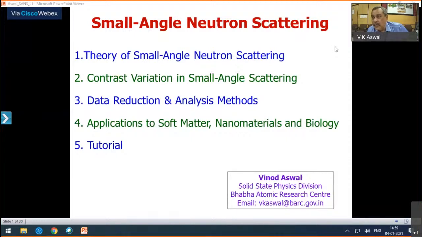Today, a new module starts. This is on small angle neutron scattering, a technique which is fairly young but very popular and very important for several disciplines. This technique sits at the crossroads of physics, chemistry, biology, metallurgy. So this is a very important technique, and I can say it's a subclass of neutron diffraction which you have done earlier, or X-ray diffraction also you know.